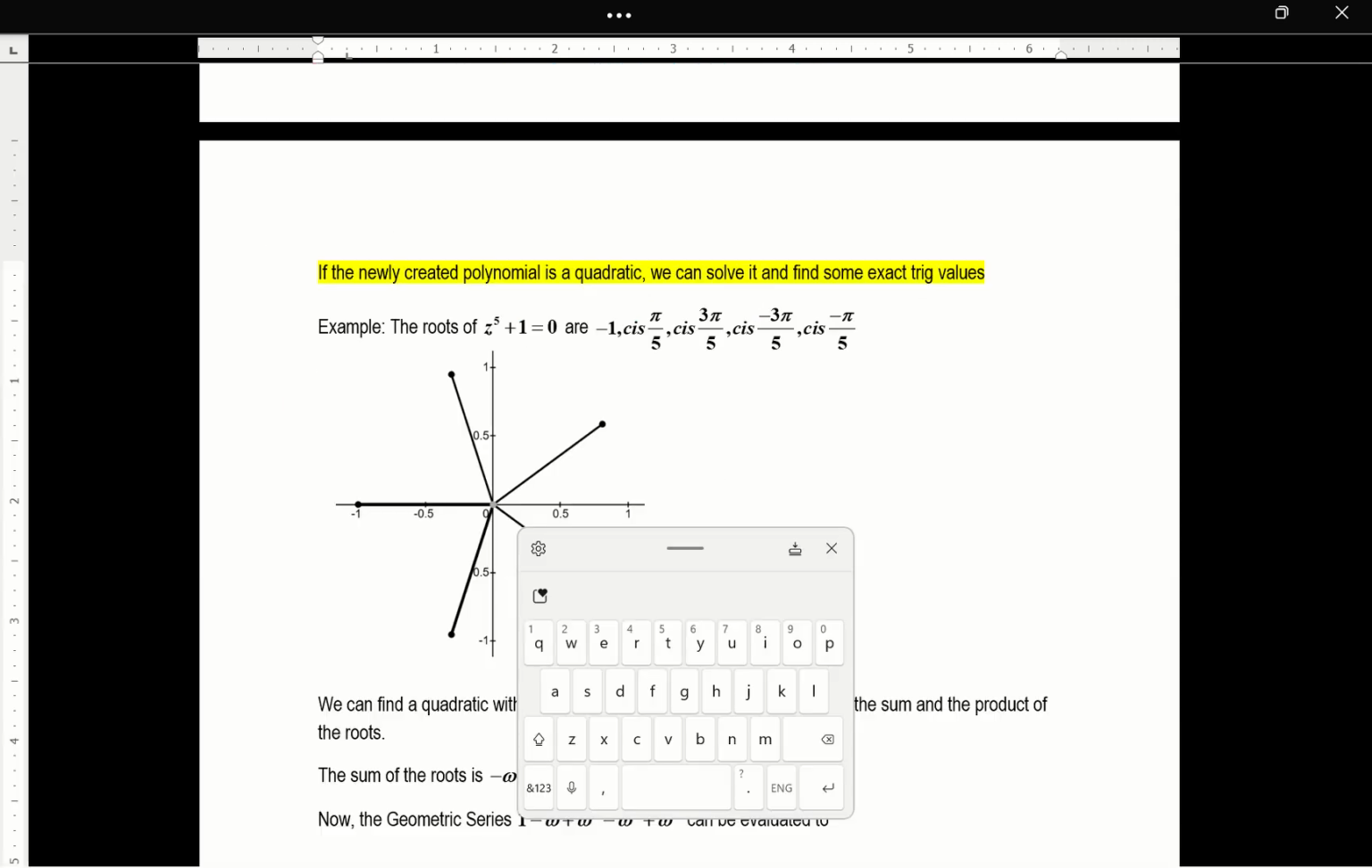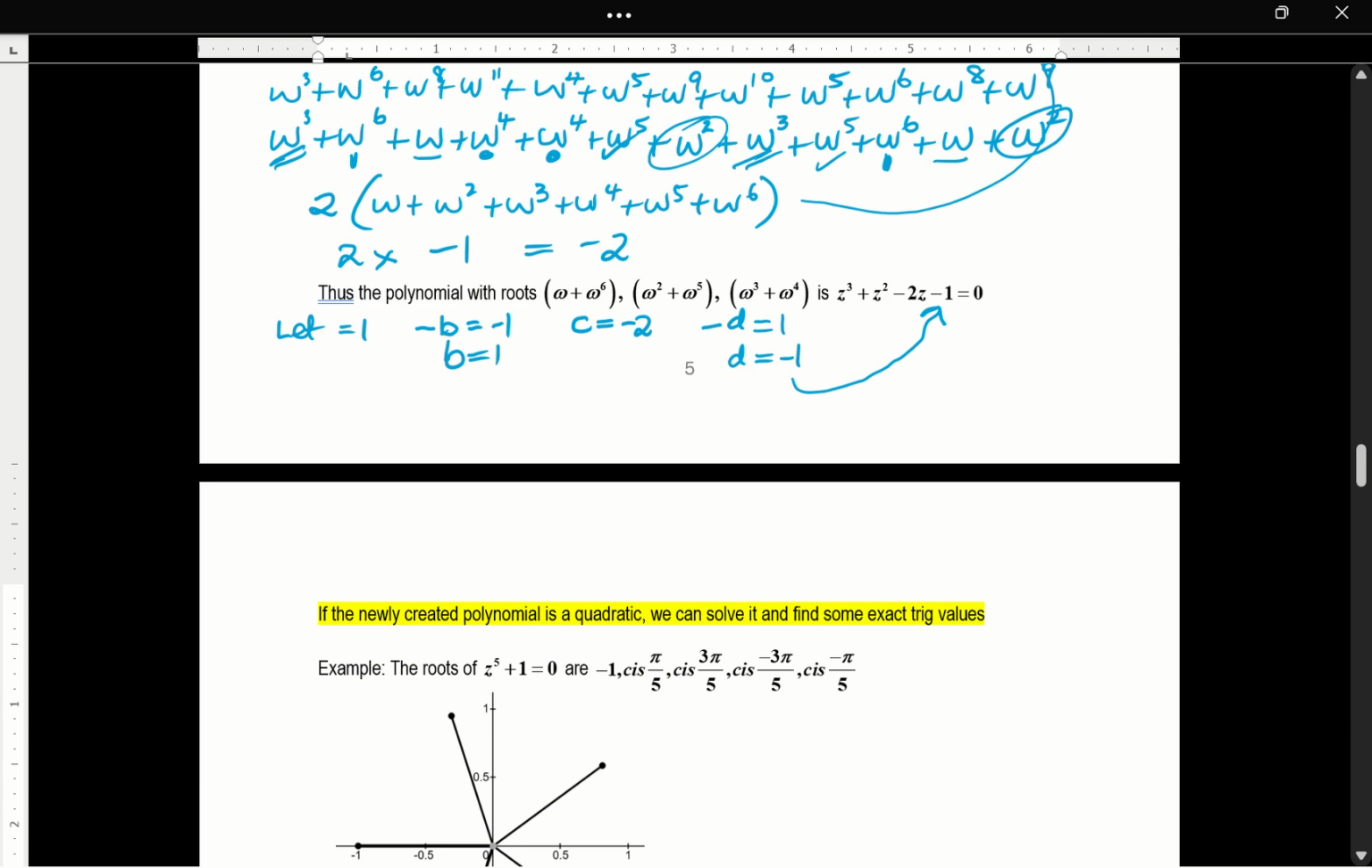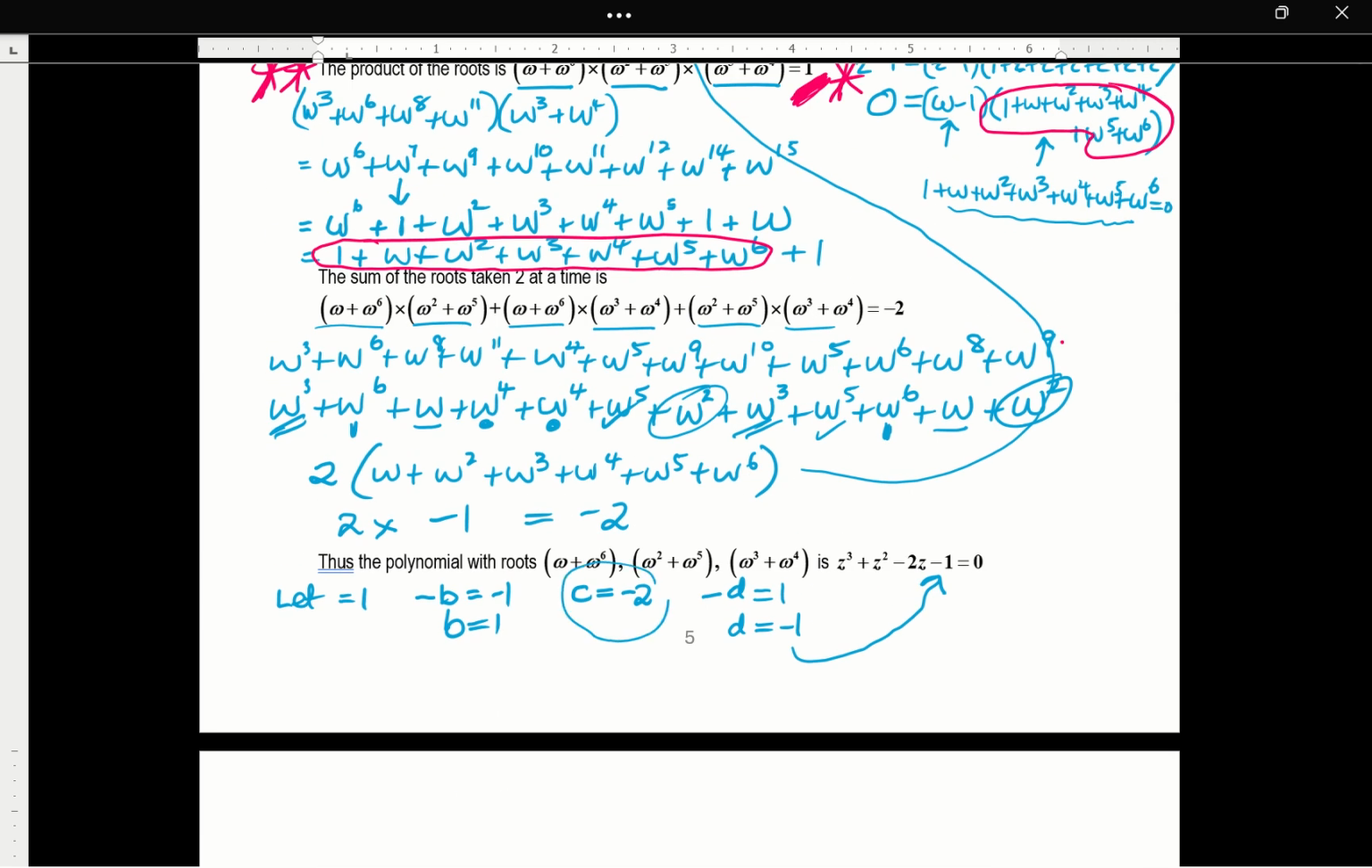Why, oh, hang on a minute. Why I said c is minus 2 can go there, and why I said b is 1 can go there, just plus 1 in there. And I've created a polynomial that's a cubic, and I know its roots will be w plus w6, w squared plus w5, and w cubed plus w4.